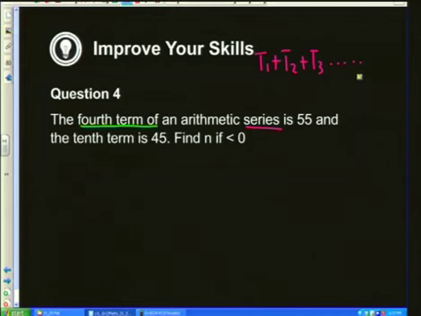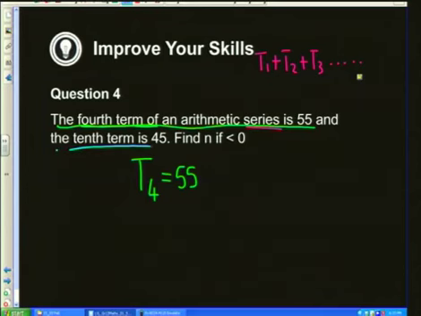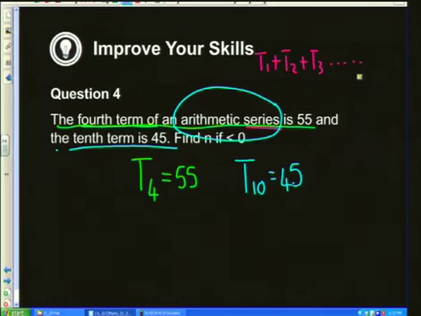The fourth term, so T4, is 55. So what I've done is I've just changed this whole sentence into code. And the 10th term is 45. So now I'm going to change that to code. So T10 is 45. Did they tell me what type of series? Yes, they did. They said arithmetic. So if it's arithmetic, we know already what formula we need. We need Tn equals a plus n minus 1 d.